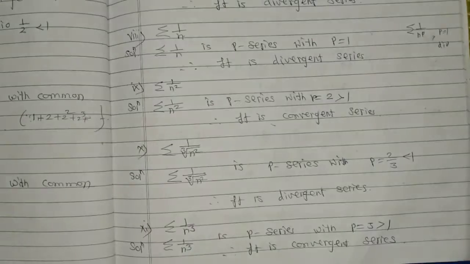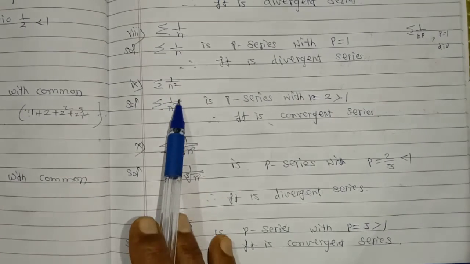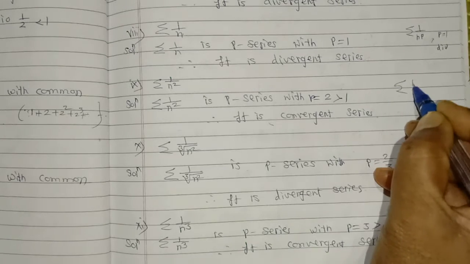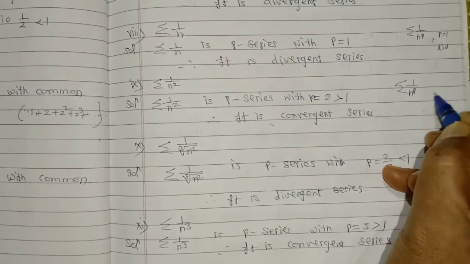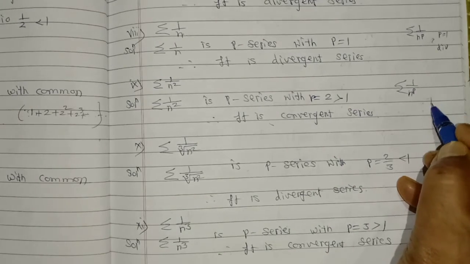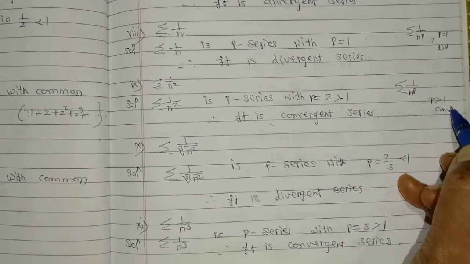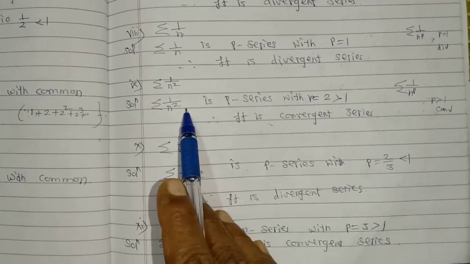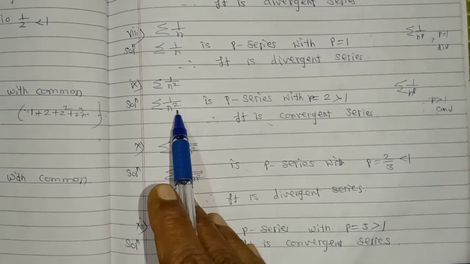Summation 1 upon n square. This is also p series of the form summation 1 upon n raised to p. P equal to 2 and 2 is greater than 1. P series, p greater than 1, series is convergent. Here p equal to 2, which is greater than 1. Hence summation 1 upon n square is a convergent series.